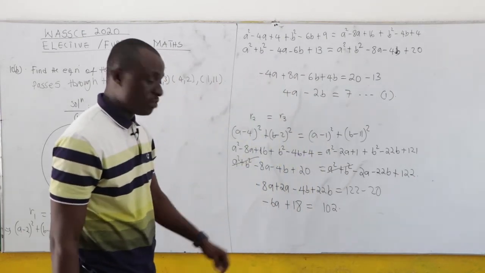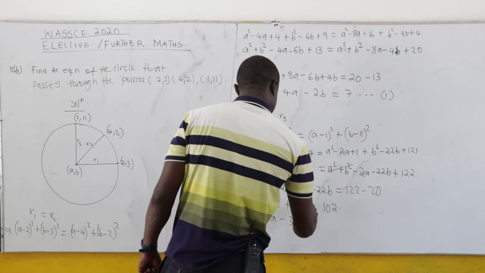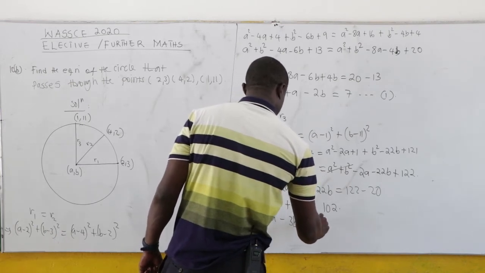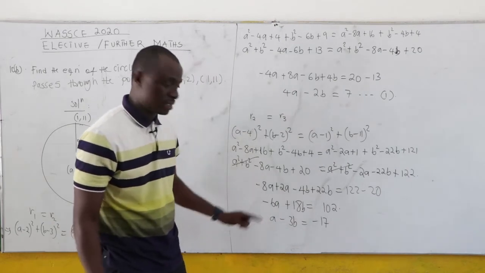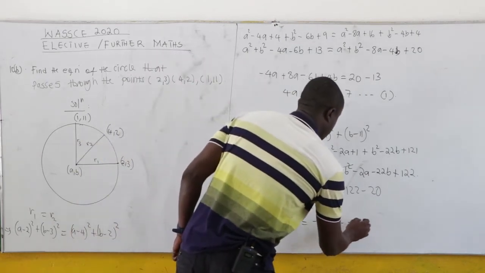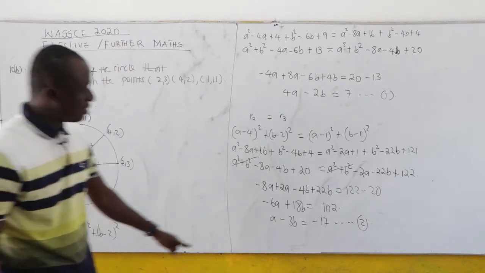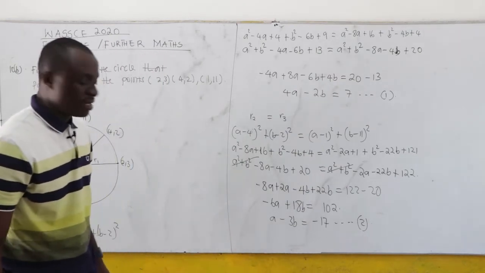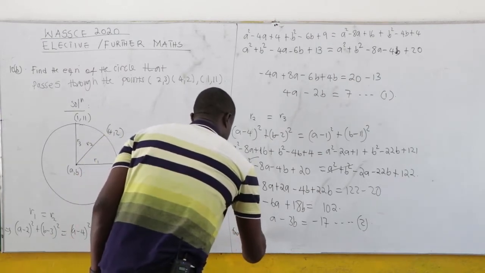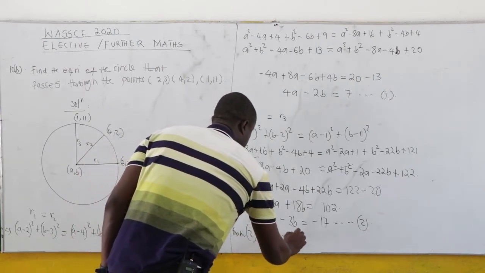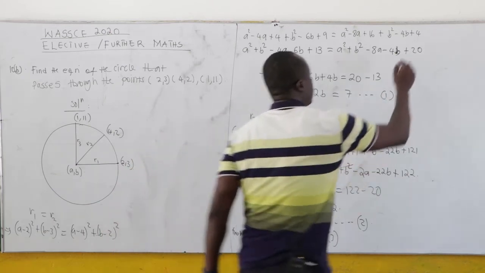Now let's divide through by negative 6. So that will be a minus 3b equal to negative 17. We divided through by negative 6. And this is just equation 2. Now let's make a the subject from equation 2. So from equation 2, our a will be negative 17 plus 3b. Let's call this equation 3.